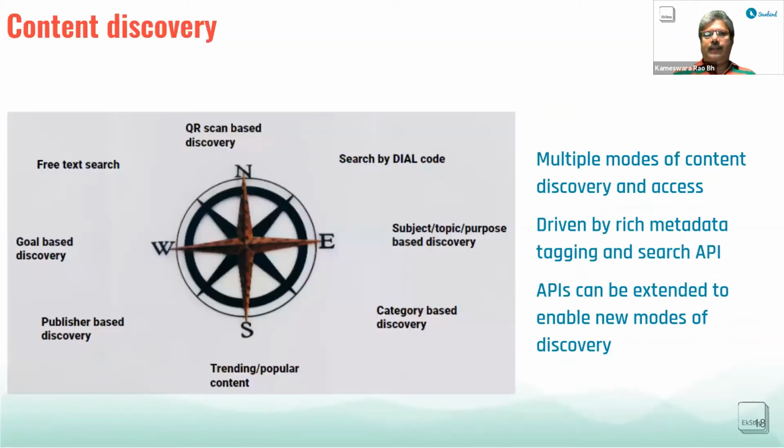Again, content discovery has different modes of discovery. You would have seen it in the consumption apps presentation. That's all driven by the rich metadata tagging supported as part of the content model, and the search APIs that are exposed as part of the microservices of the content architecture. And these APIs can also be extended to enable new modes of discovery, right? Sunbird itself started with a simple free text search.